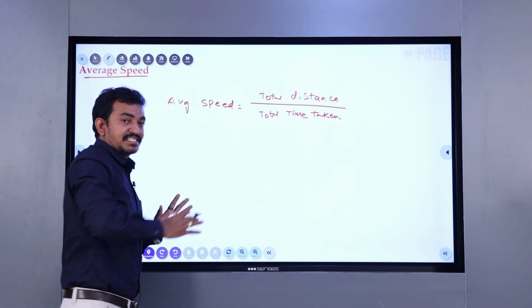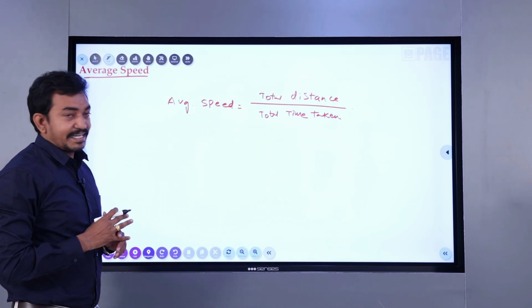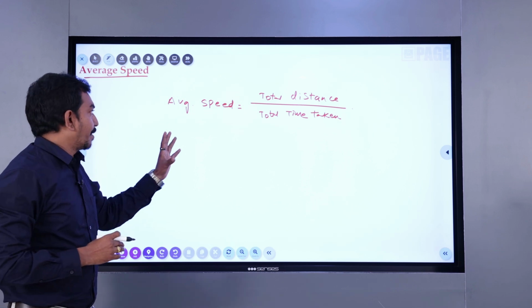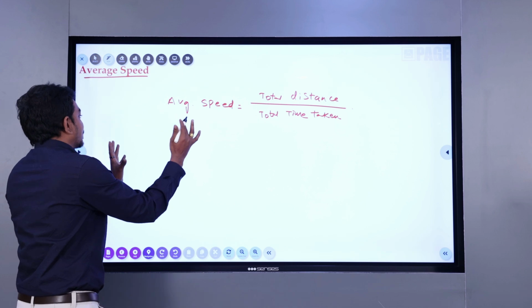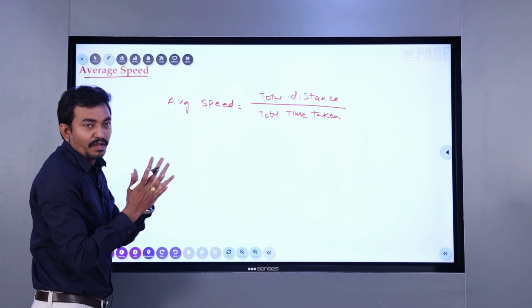Again, there are multiple instances in this. What if the body travels equal distances? What if the body travels unequal distances? Whatever the context may be, here let's try to take a simple example to understand the formula of this.